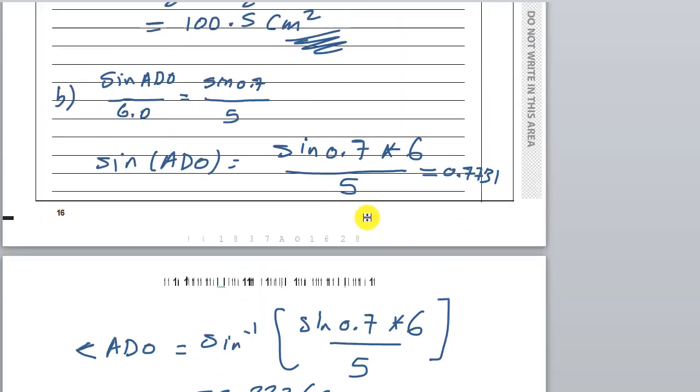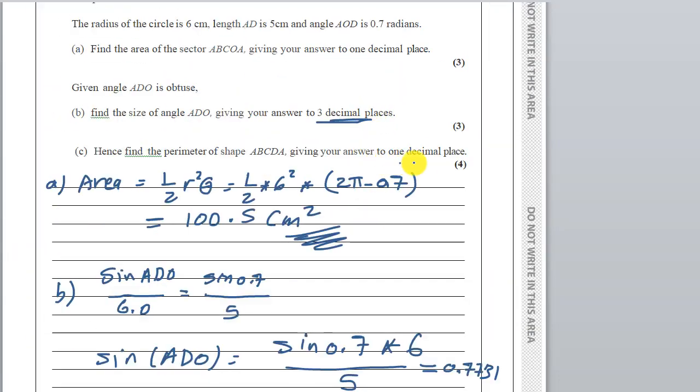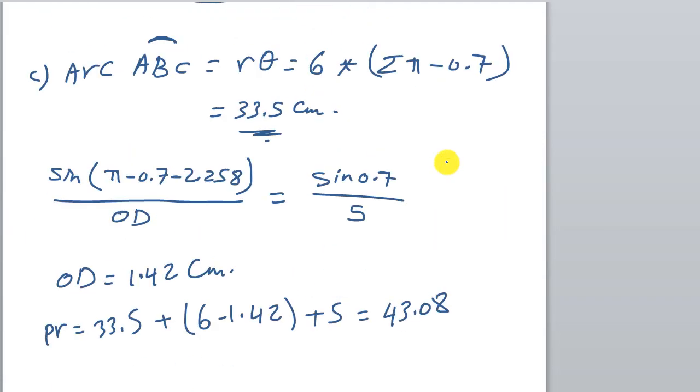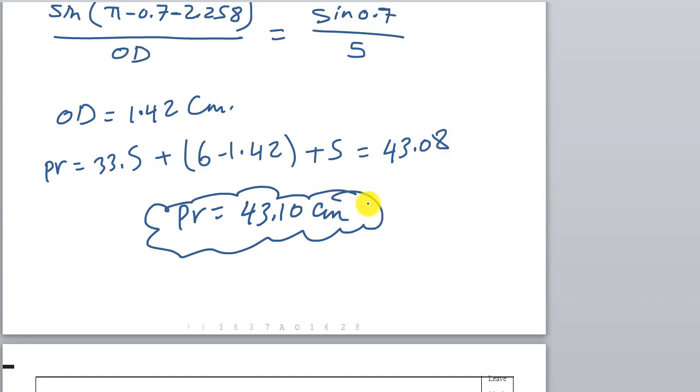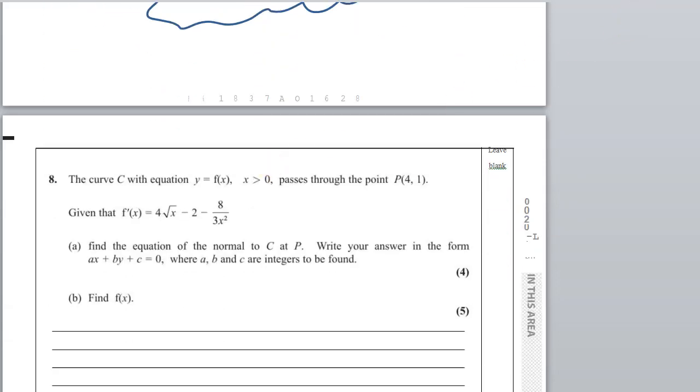Let us see, to one decimal place, the perimeter is equal to 43.1 centimeters. This is the answer. Let us go ahead to another question.